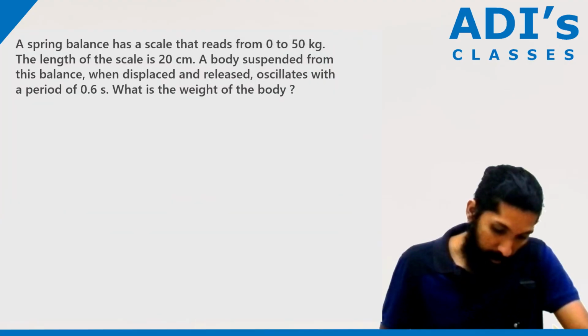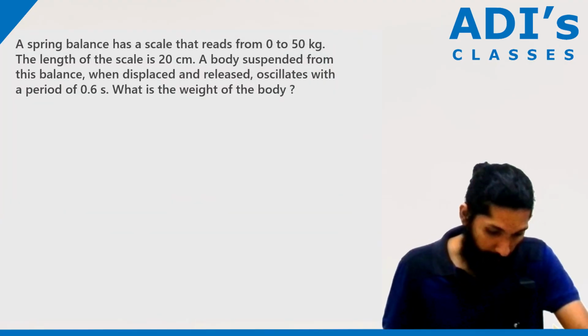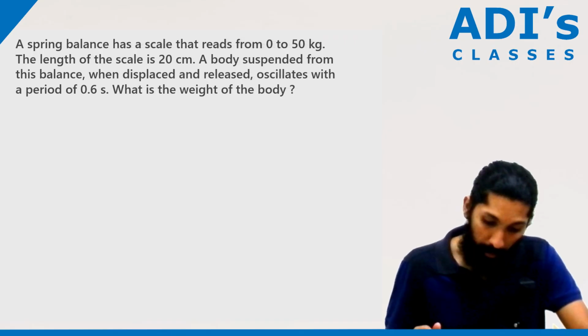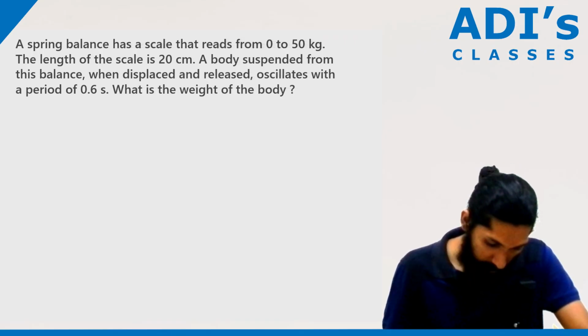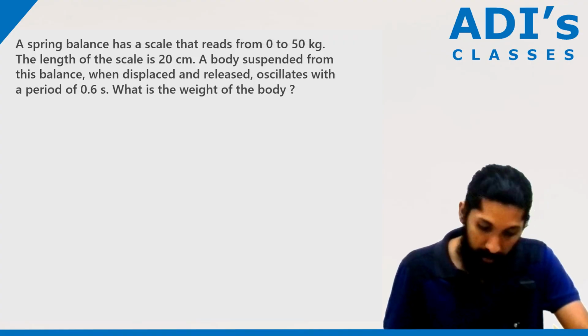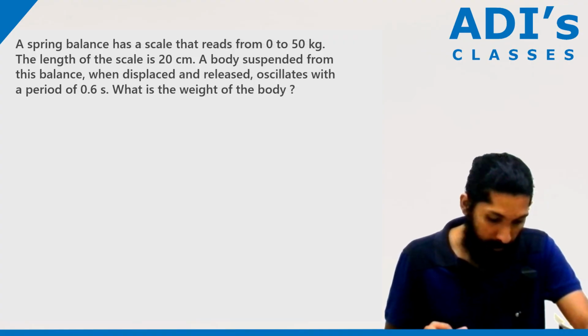A spring balance has a scale that reads from 0 to 50 kg. The length of the scale is 20 centimeter. A body suspended from this balance, when displaced and released, oscillates with a period of 0.6 seconds. What is the weight of the body?